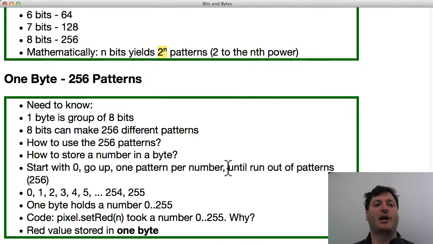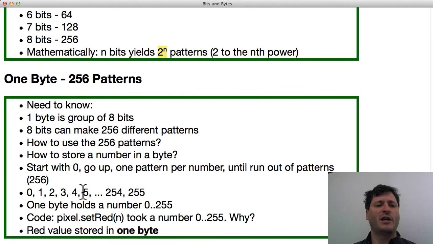So the case I want to focus on is 1 byte. And here's what you need to know. 1 byte is a group of 8 bits. I've gone through the derivation that with 8 bits, 256 different patterns are possible. So I think the natural question is, well, what's that good for? Really what I want to do is think about how I can use those patterns to represent numbers. The way I'm going to think about numbers is each number is going to get one of the 256 different patterns. I'm not going to get into details of how they're assigned, but each number needs its own, and it can't share a pattern with some other number.